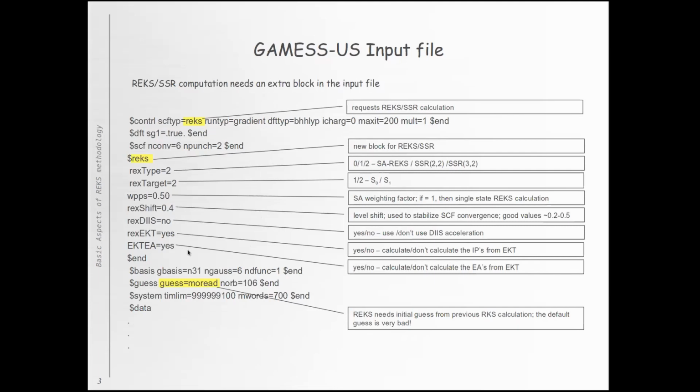First, you request the REKS type. The admissible values for the type of the calculation are 0, 1, 2. If you set 0, it will be state-averaged REKS. If you set it to 1, then it will be state-interaction state-averaged REKS with 2 active space. And if you set it to 2, then it will be SSR(3,2), so 3-state interaction and 2-state averaging.